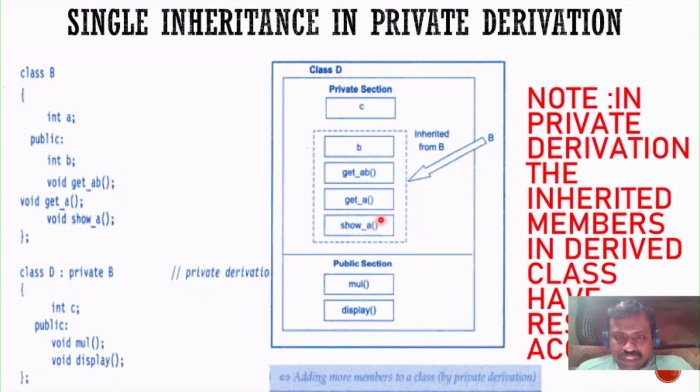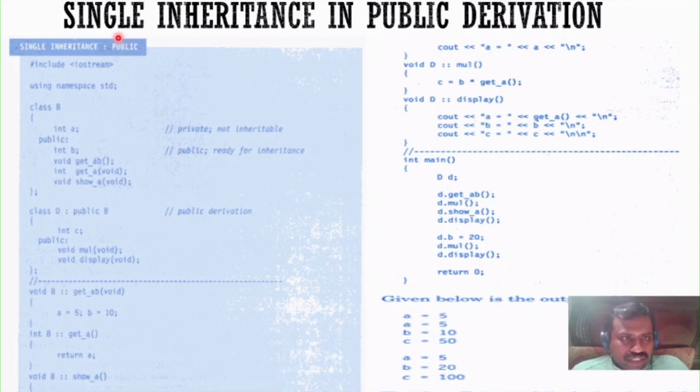These member functions can be called within other member functions of the class. Which are the other member functions of the class here? Multiplication and display. Now multiplication and display can call get A, B, get A, and show A. So based upon that, we can reutilize the private data member. Now we will see single inheritance in public derivation through a program.